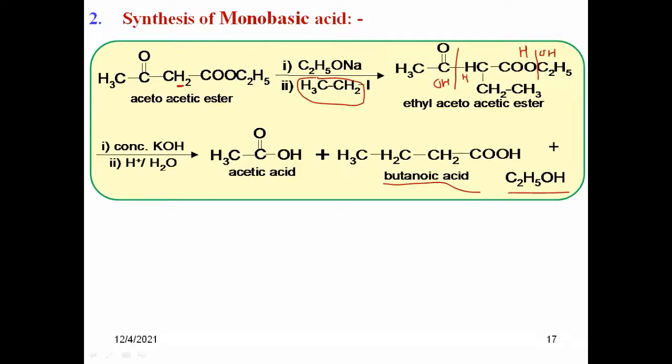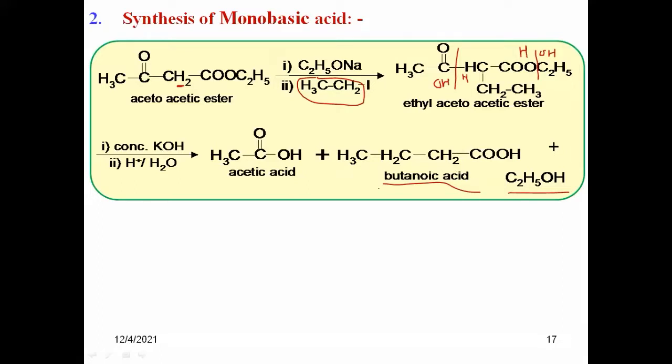Thus acetoacetic ester in first step on reaction with sodium ethoxide and ethyl iodide, we get the ethyl derivative which on reaction with concentrated KOH followed by acid hydrolysis, we get a mixture of acetic acid and butanoic acid.